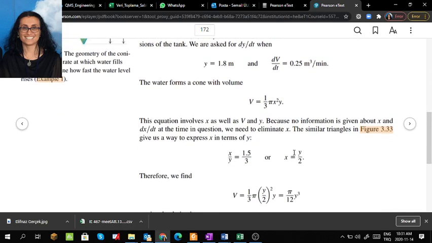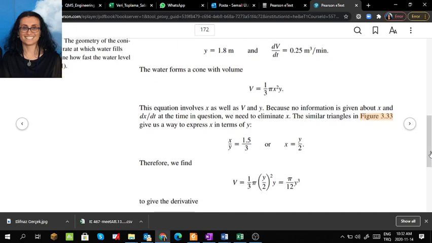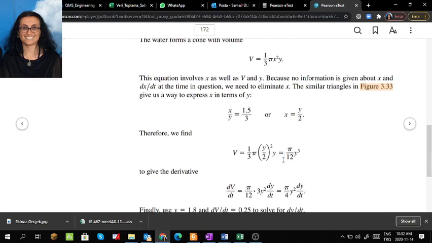And see, it says similar triangles here. So from here I can find a relationship between x and y only, excluding y, v excluding v. Since we have this relationship, I can take that x value and put it in my v equation here. Then v is related to the y variable only, which is good, because this is going to make my job easier.